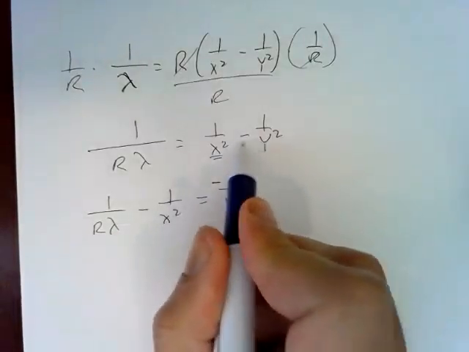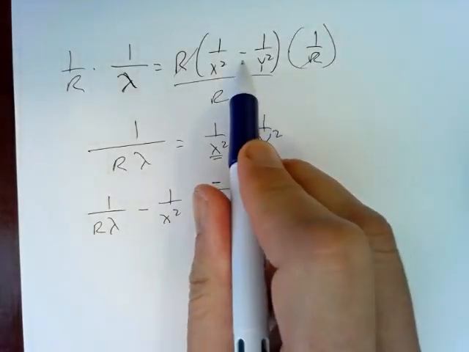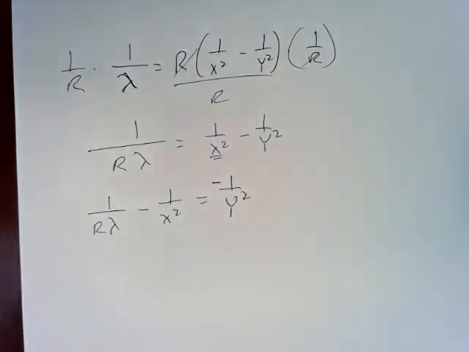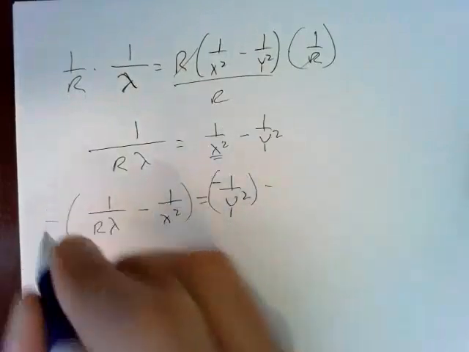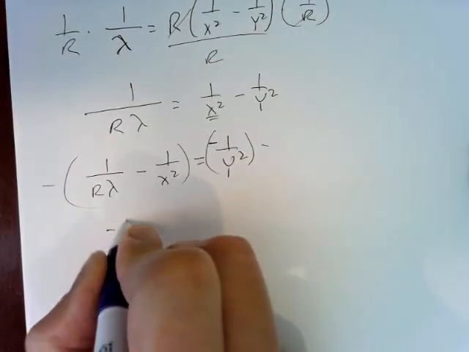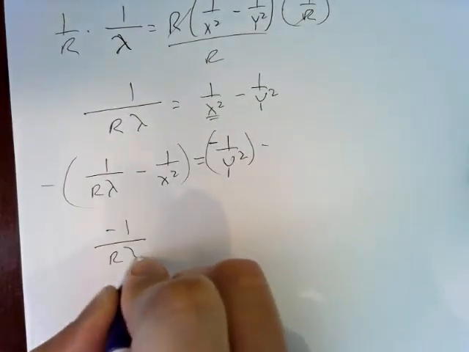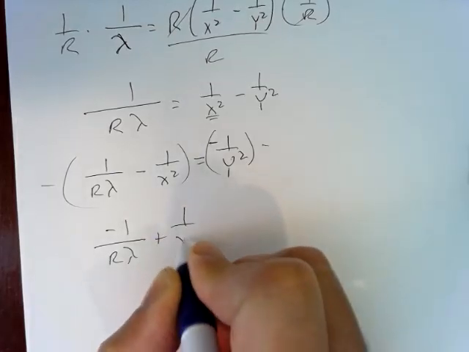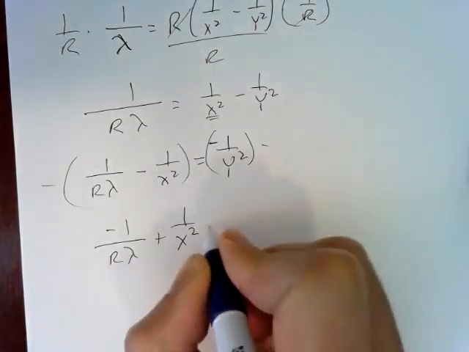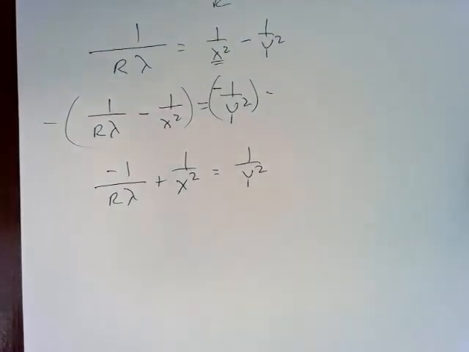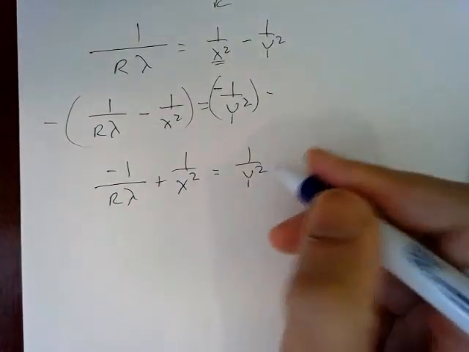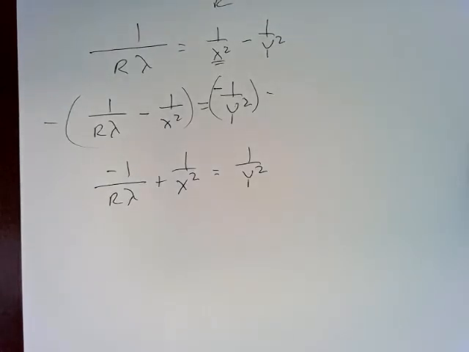Still have our negative sign out there. That's another important thing, that the negative sign modifies that minus 1 over y squared, so we need to retain it. Now we want to get rid of it by multiplying through by a negative. So we have negative 1 over r lambda plus 1 over x squared is equal to 1 over y squared. And here, again, we can't just take the reciprocal. We proved that to ourselves. So we might be stumped.